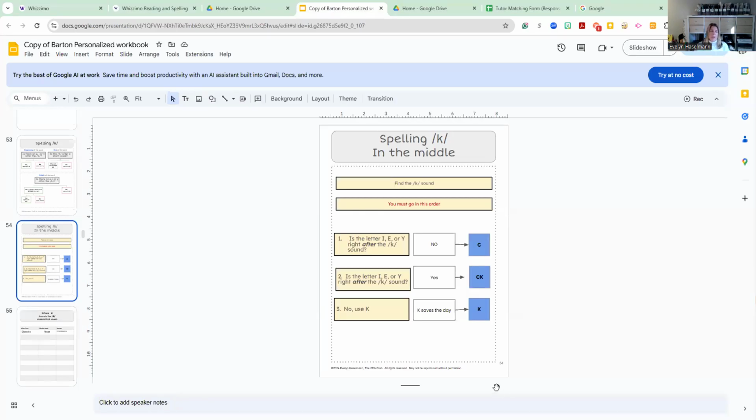This is on or about page 54 in the Barton Personalized Notebook. It will help your student walk through this. It's a decision tree of sorts, and it goes in the specific order. Again, this is a living, breathing, working document, so it's changing. I would look on or about page 54. If it's not in there, just reach out to me and I'll send it over to you.